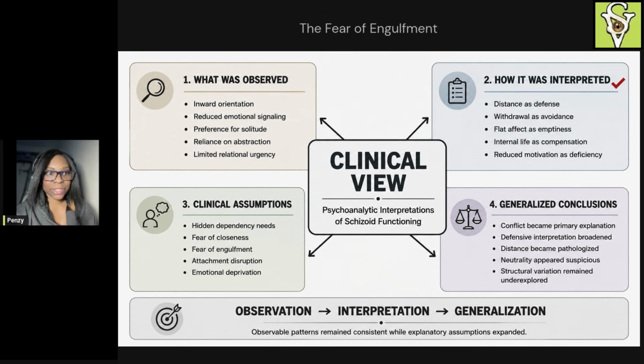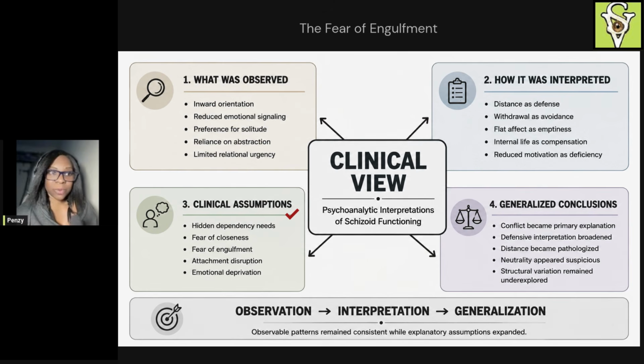We will now go over to the green box. This looks at the resulting clinical framing. Conflict-based explanations increasingly became treated as primary or universal. So observable patterns remained relatively consistent and interpretive assumptions expanded around those patterns. Over time, distance itself became increasingly pathologized. And so neutrality could be seen as something that is suspicious or emotionally absent, rather than seen as potentially a form of functioning.